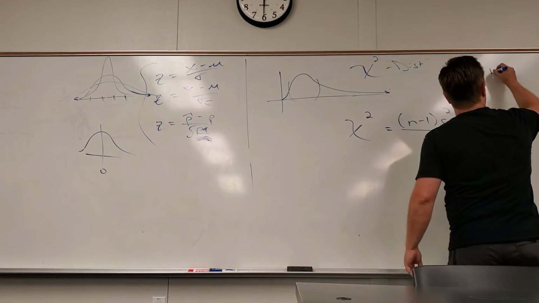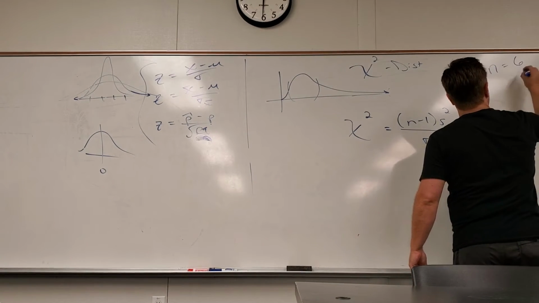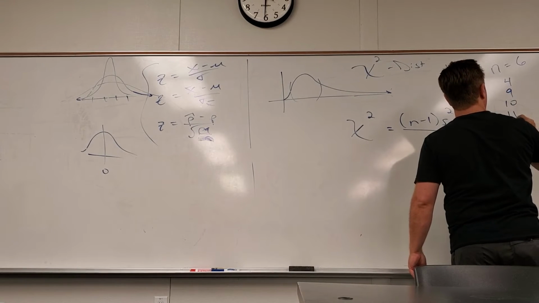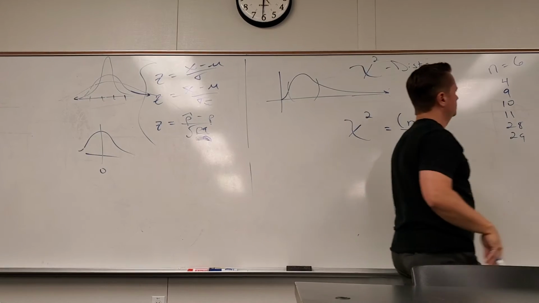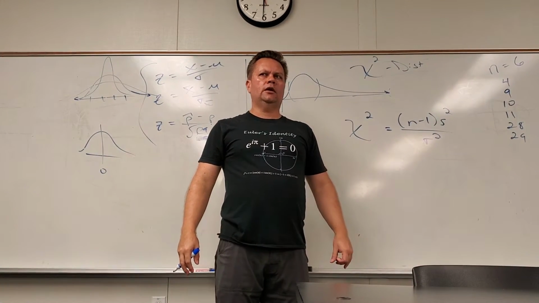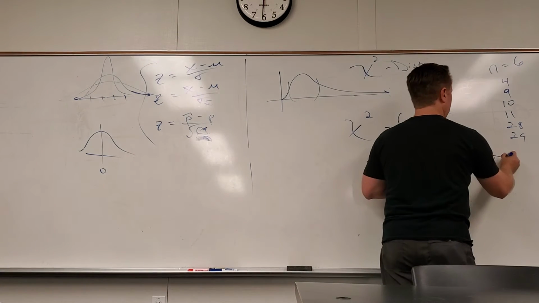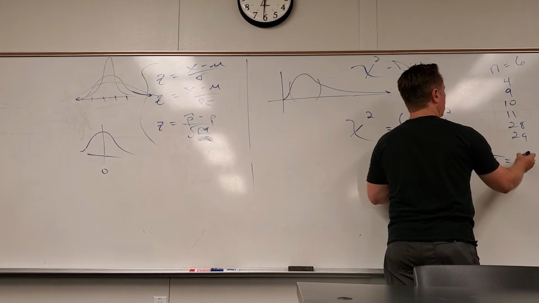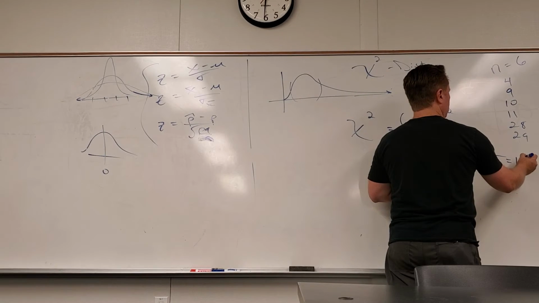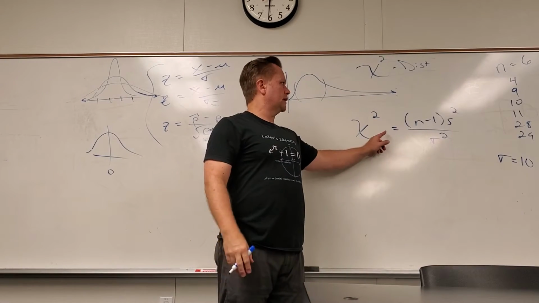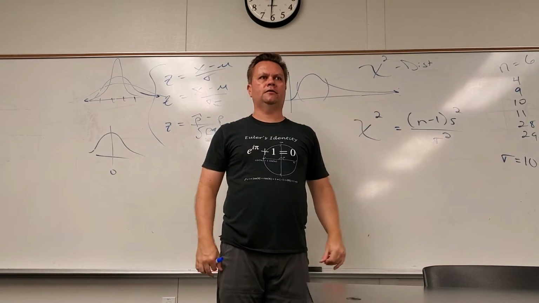Let's say I have a sample of 6 things: 4, 9, 10, 11, 28, 29. And let's say that it comes from a population that has a standard deviation of, let's just say, 10. Can you guys calculate the chi-square for that?